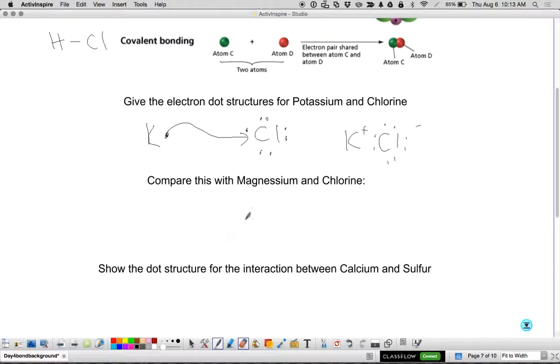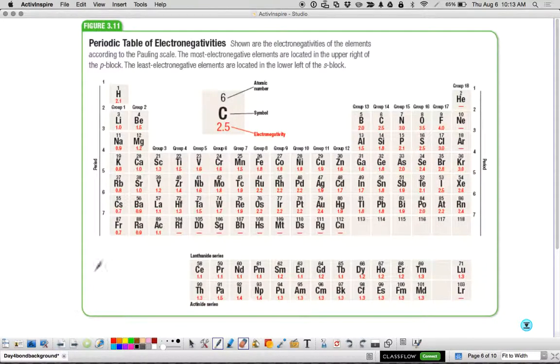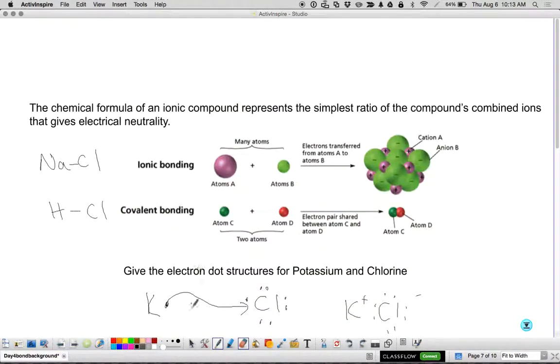Now compare this with magnesium and chlorine. So magnesium has 2 valence electrons.